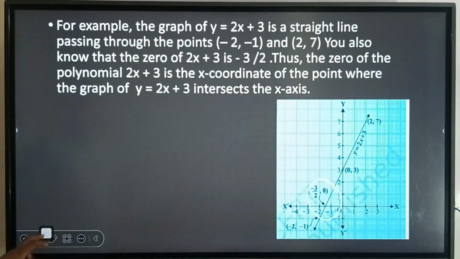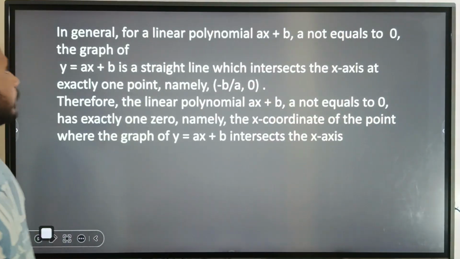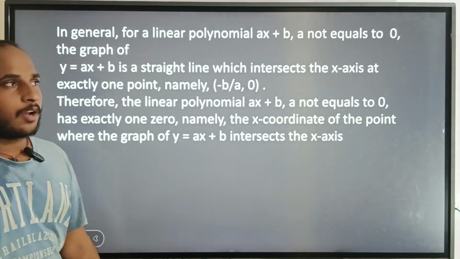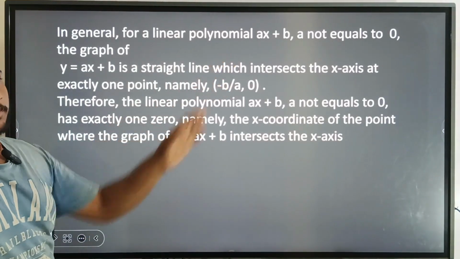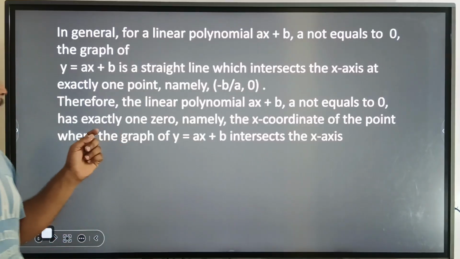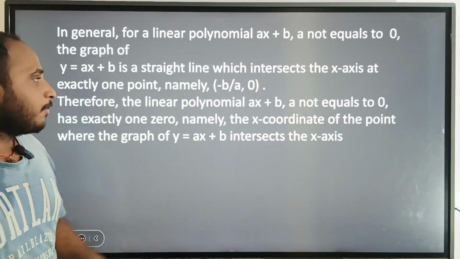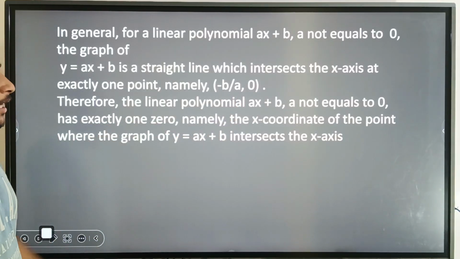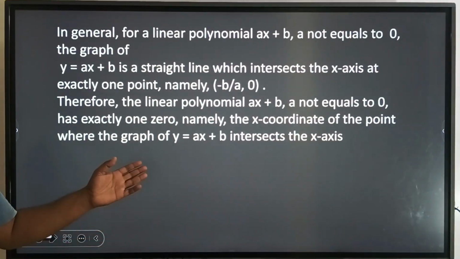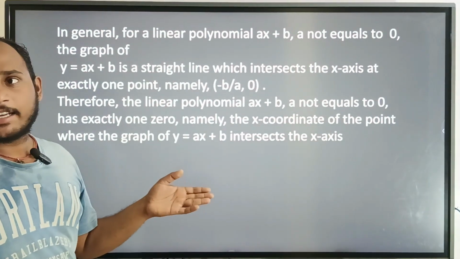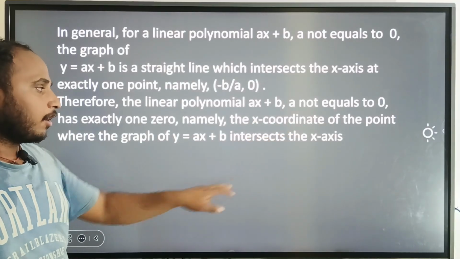Next one. Now in general, take a linear polynomial in the form of ax plus b, where a is not equal to 0. Here y equals ax plus b intersects the x-axis at the point minus b by a comma 0. Therefore, minus b by a is the 0 of the polynomial, because the point where the curve intersects the x-axis is called the zero of the polynomial.